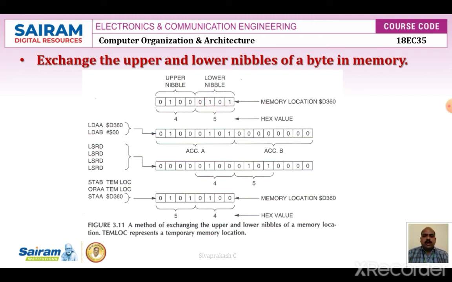That's the logical value. If you see it, it is 01000101, and I'm going to convert it into hexa value as 4 and 5. Upper nibble as 4, lower nibble as 5. So we are going to exchange the data. So 45 should become 54.